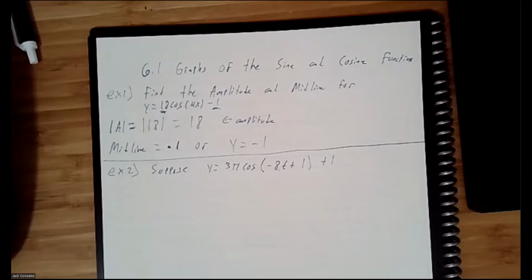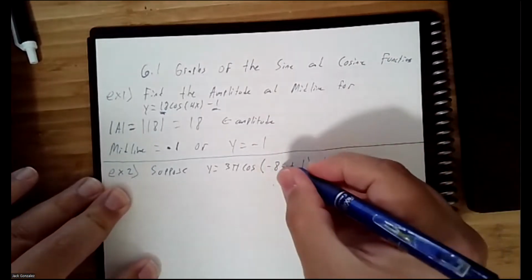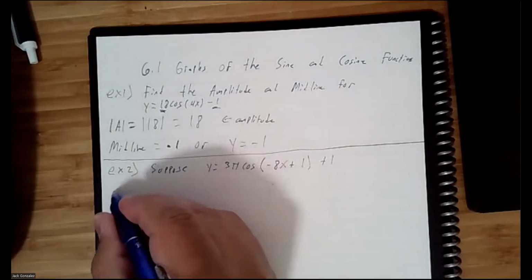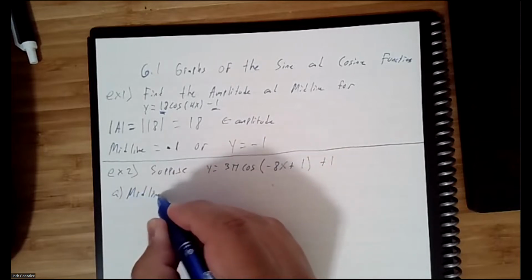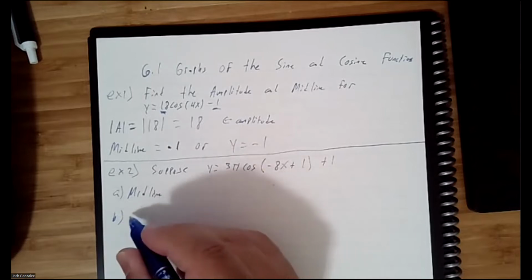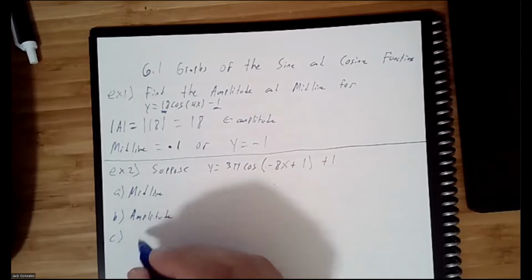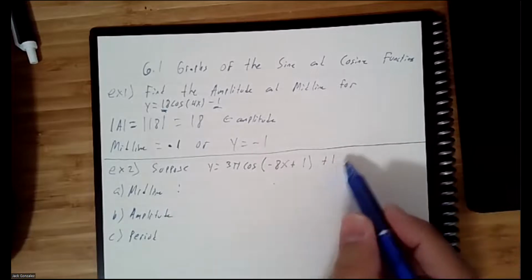Okay. So let's do another question. Suppose we have 3 pi cosine of negative 8t plus 1. I don't like t's because they look weird. Let's do 8x. So here they ask, let's be a little more proper: the midline, the amplitude, and now they want the period. So the midline should be just this number, 1.